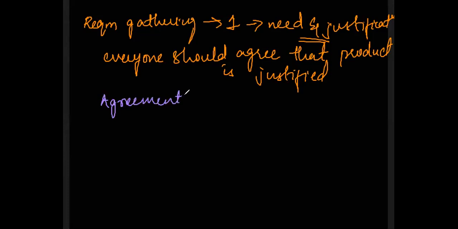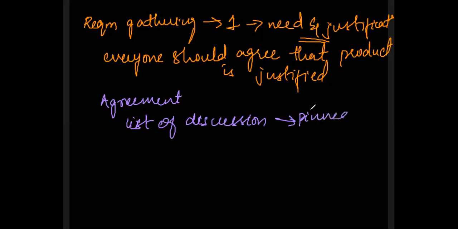Now once this agreement is established, each and every participant in the meeting can present their own list of discussion. That is the different features, the list of discussion. These all can be pinned on walls. Now as you have identified the different points of discussion and pinned them upon walls, each and every person within the meeting is going to present his own list of discussion.